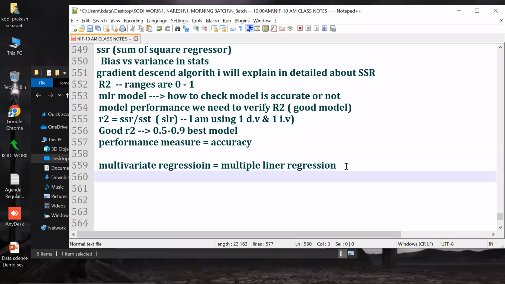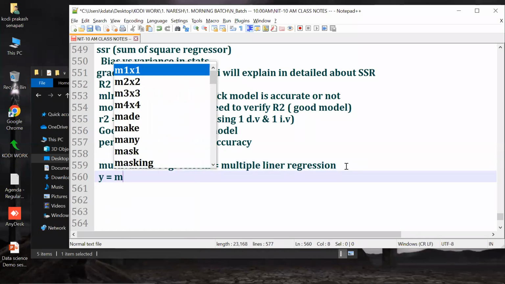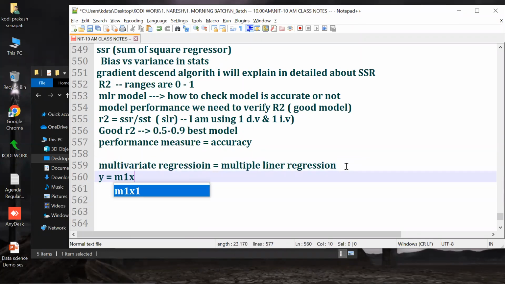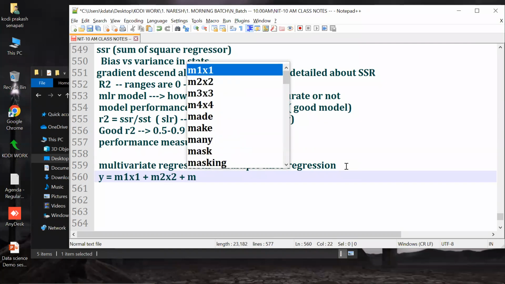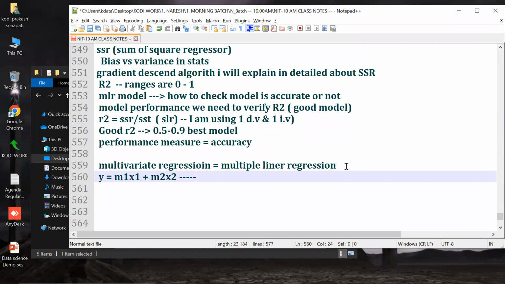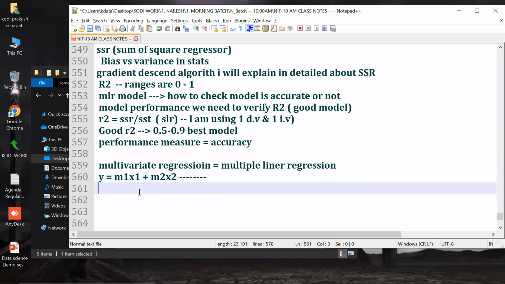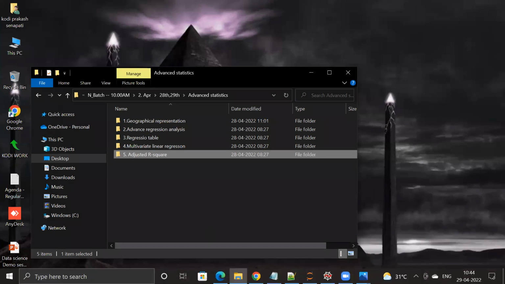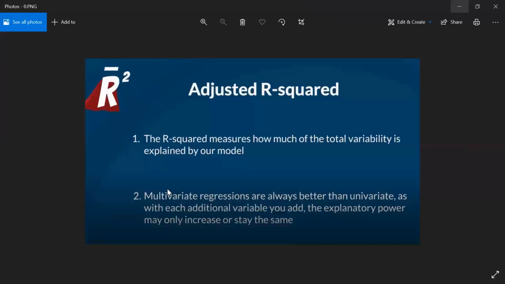In multiple linear regressions, the formula becomes y equals m1 x1 plus m2 x2 plus, and it goes up to mn xn. You know this part, right? So there are more independent variables and one dependent variable. Agree? Yes, team. Now, what exactly is adjusted R squared saying?